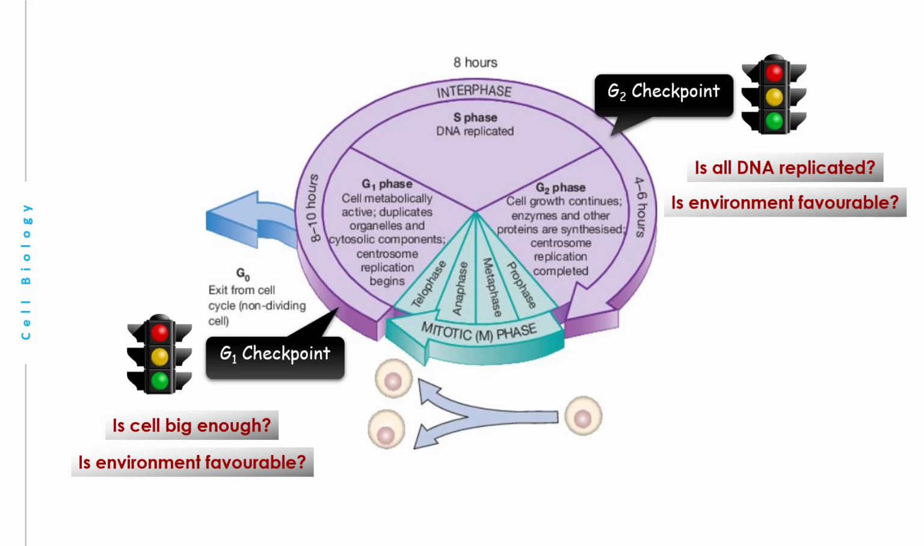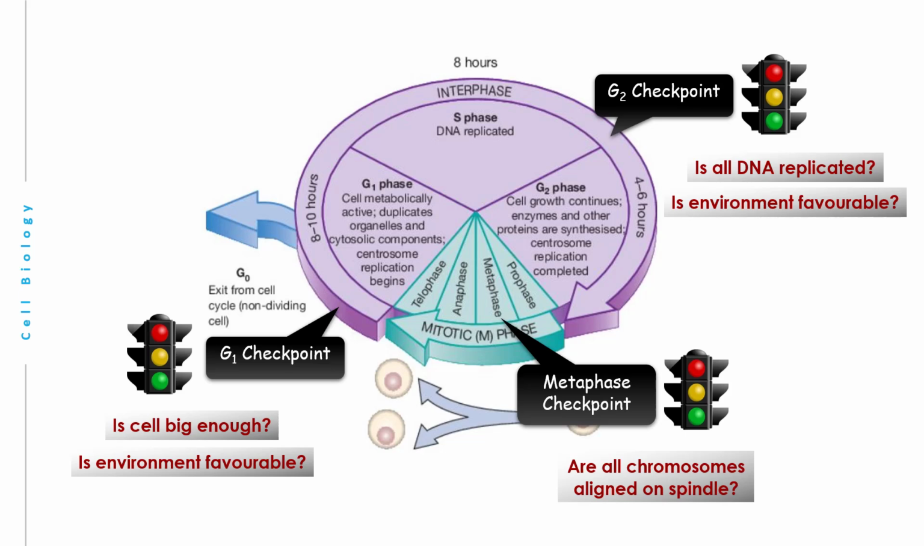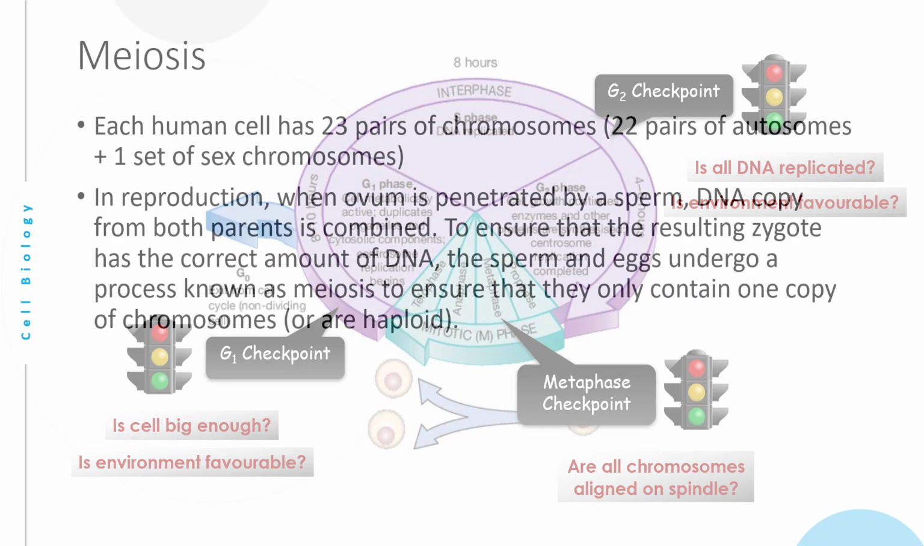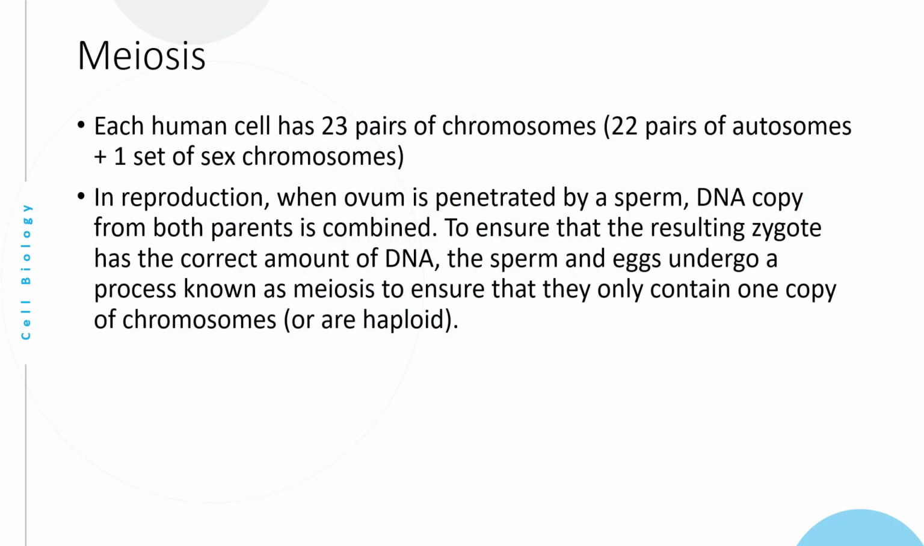And then there's another checkpoint which is called the metaphase checkpoint. Metaphase checkpoint makes sure that all chromosomes are aligned on the spindle and they are divided into 2 sets, and each set is moving to the separate pole of the cell. Now, these checkpoints are very important because if there's any error that occurs, these checkpoints will stop the cell cycle. The repair machinery will come into action and try to repair the damage before the cell commits to the next stage. All right, let's now talk about meiosis.